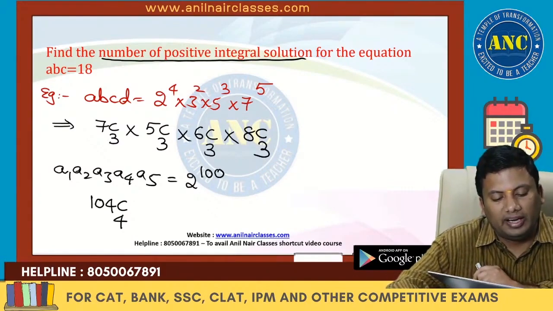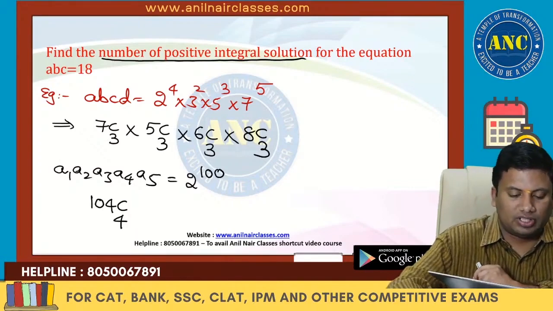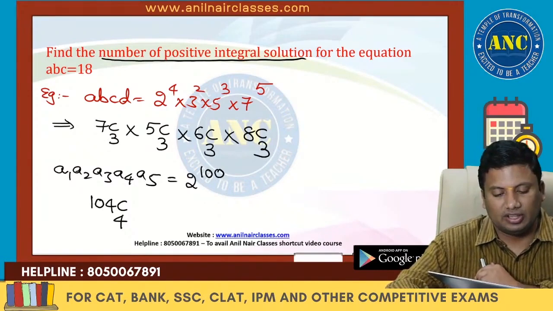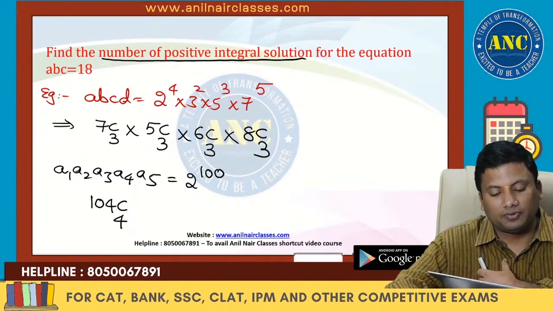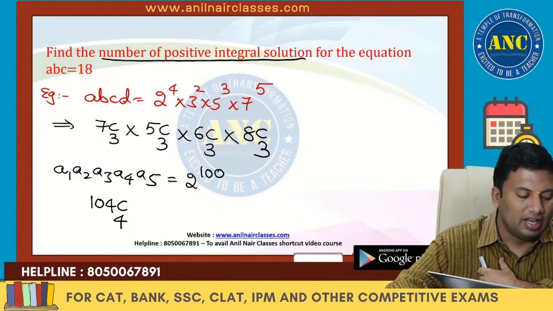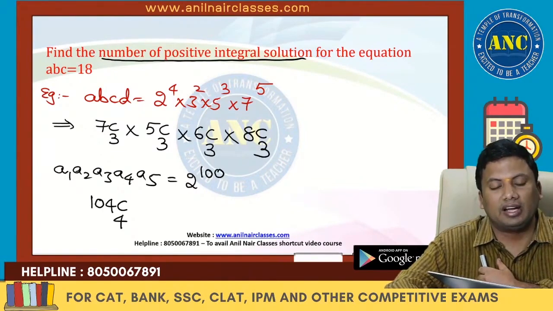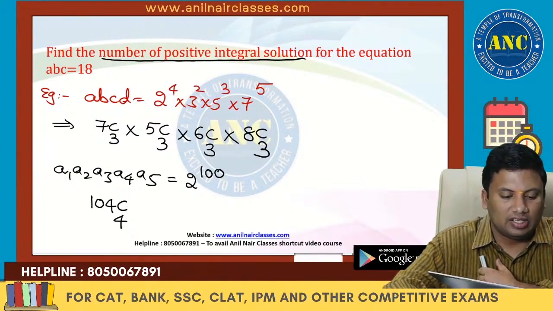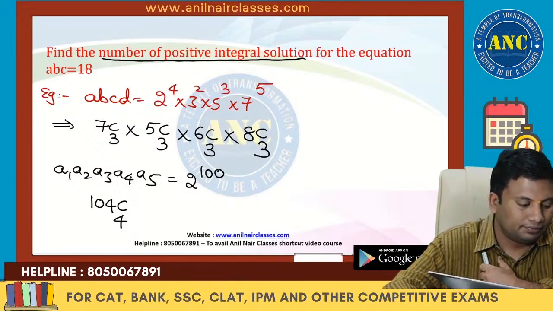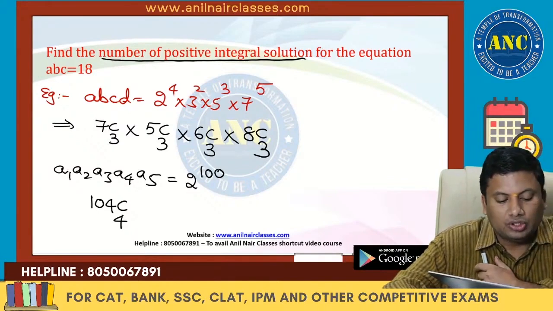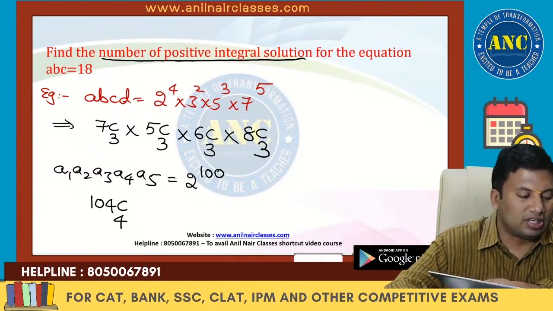4 plus 4, 8, 7C3. 2 plus 4, 6, 5C3. 3 plus 4, 7, 6C3. 5 plus 4, 9, it is 8C3. Everybody kindly reply if this logic is perfectly clear to you. Reply, sir, everybody, right? The idea is to teach you as many shortcuts as possible.